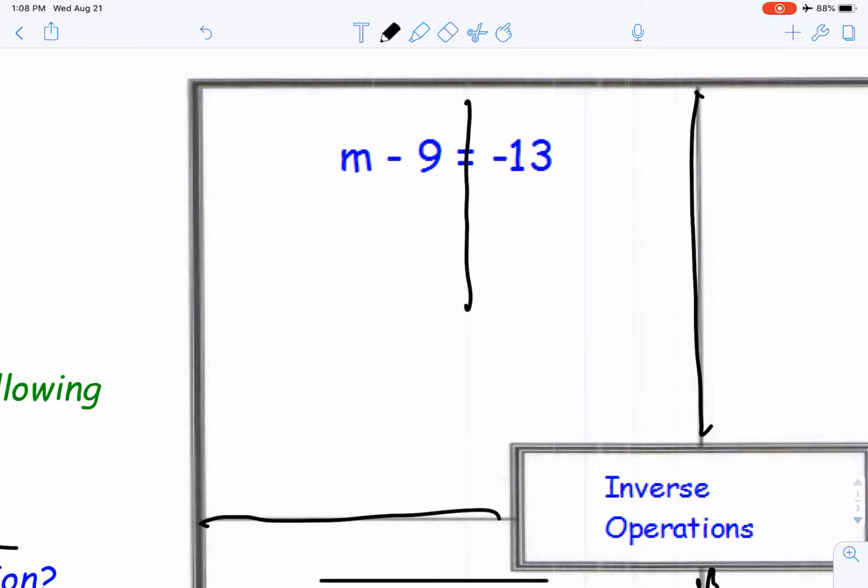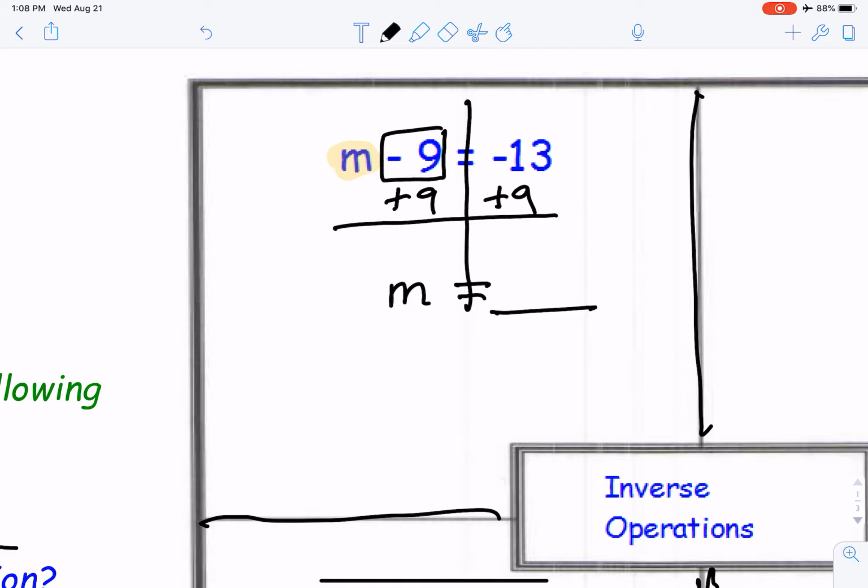The whole goal to solving is to get the variable by itself, which in this case, my variable is m. My goal is to get m equals a number at the end. And to do that, I'm going to use inverse operations to get anything surrounding the m on the left side to the other side so that it is alone. So right now, I need to get rid of this negative 9, okay? The inverse of negative 9 would be to add 9. If I add 9 to one side, I have to add 9 to the other side to keep my equation balanced. Okay, so anytime I do something to the left, I also need to do it to the right.